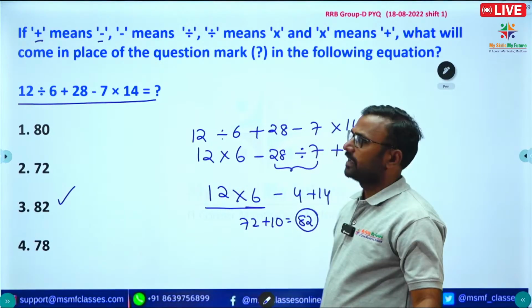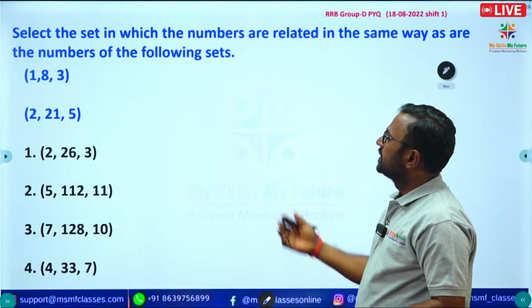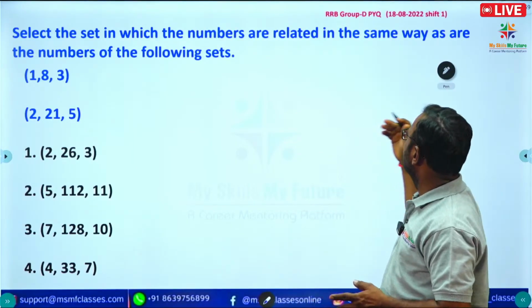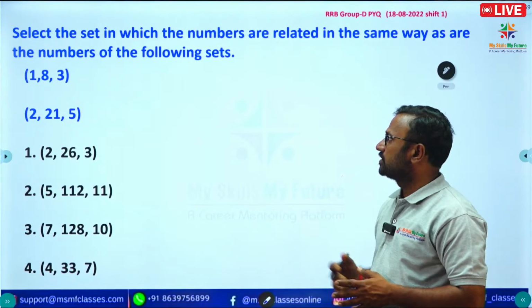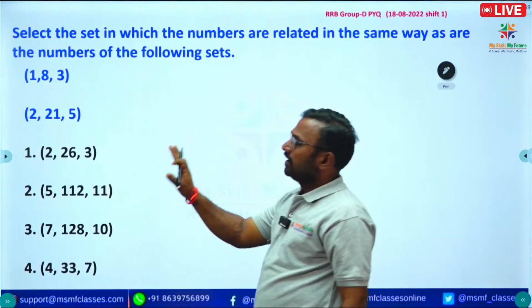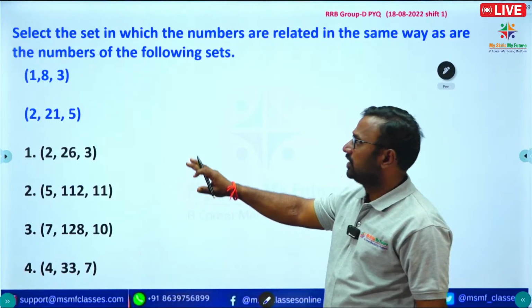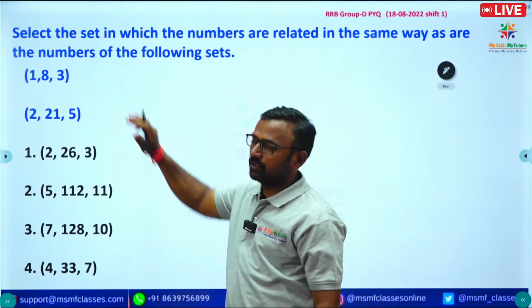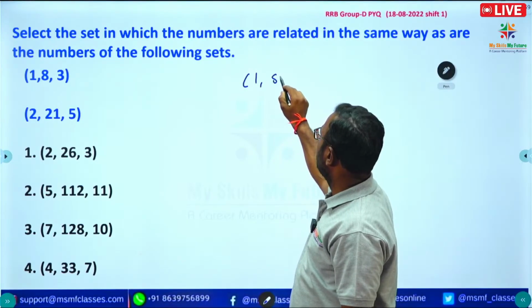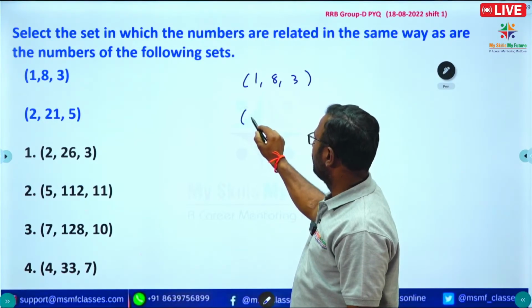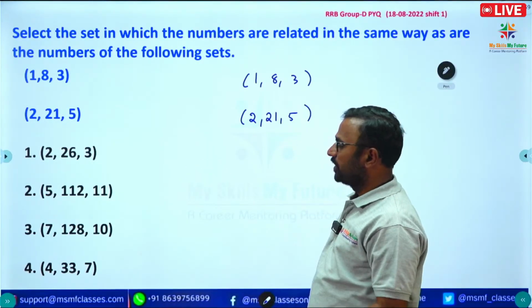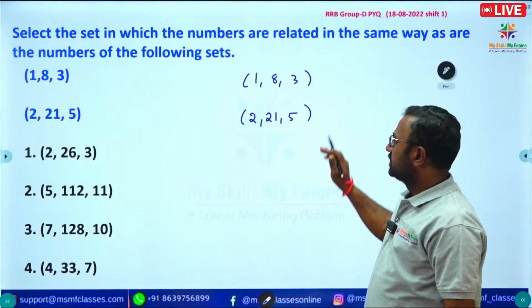Next question. Select the set in which the numbers are related in the same way as the numbers of the following sets. Here we have two sets. Select the option which relates the sets with the same logic. One set has 1, 8, 3, another set has 2, 21, 5. Which of the following options will satisfy the same logic?